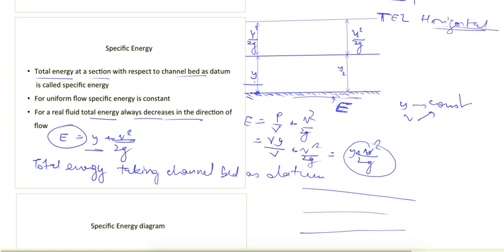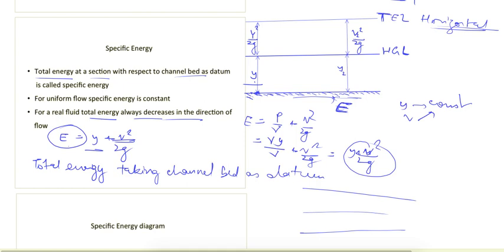but with some assumption. And the hydraulic gradient line, in open channel flow, coincides with the surface of the water. So this will be the hydraulic gradient line.